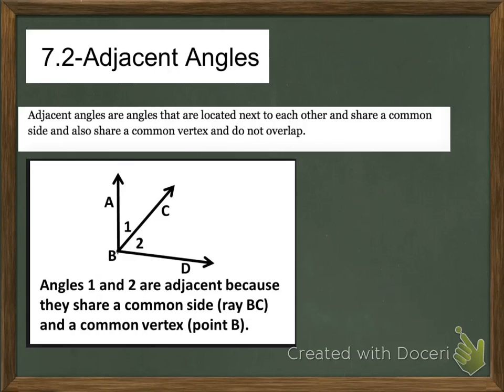7.2 Adjacent angles. Adjacent angles are angles that are located next to each other and share a common side, and also share a common vertex and do not overlap. Angles 1 and 2 are adjacent because they share a common side, ray BC, and a common vertex, point B.